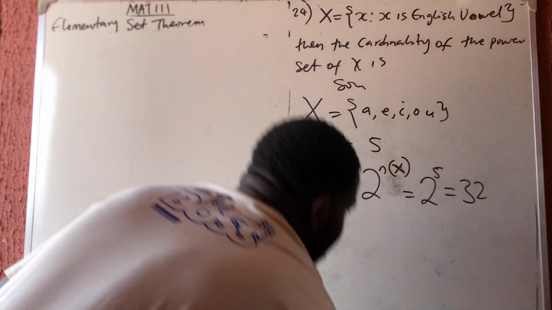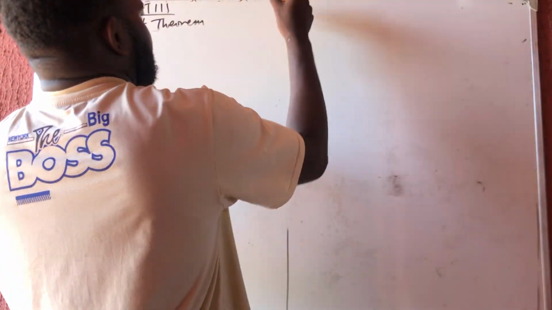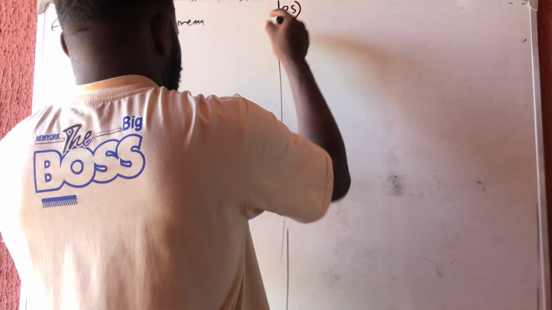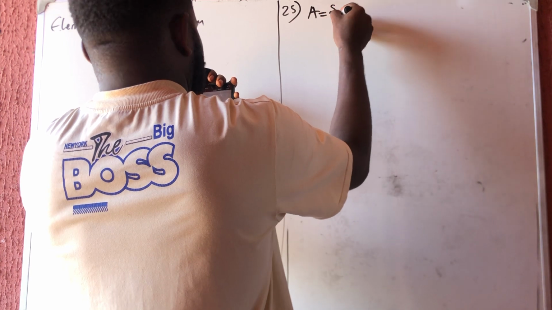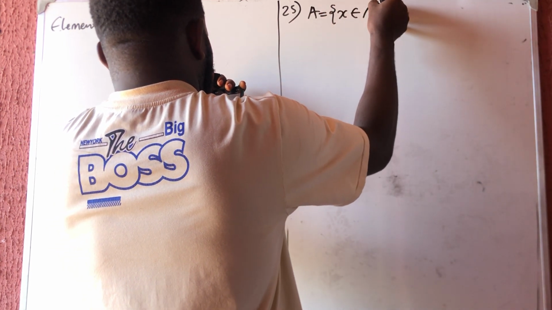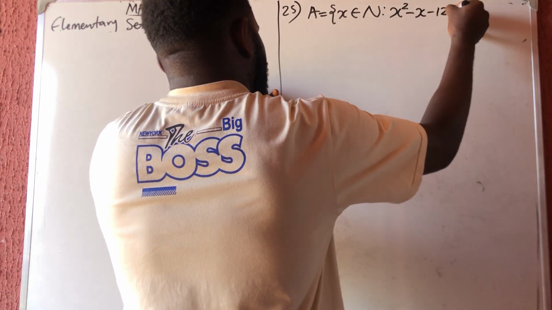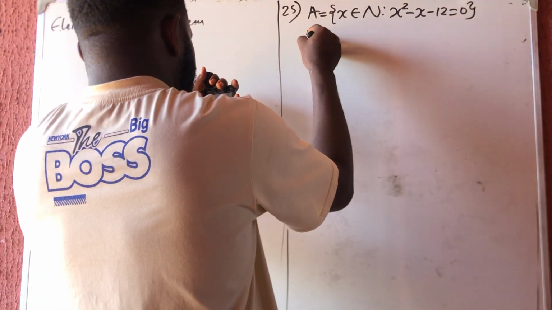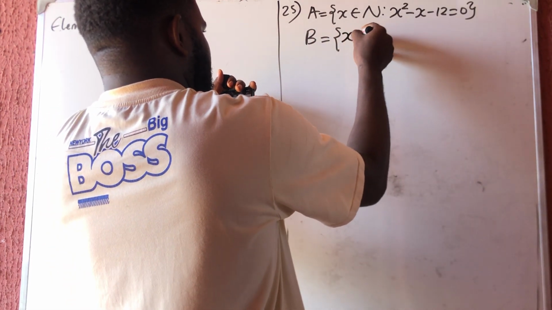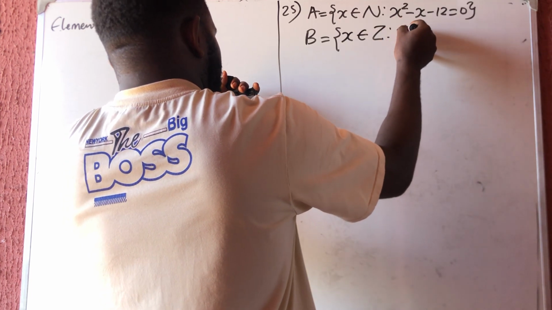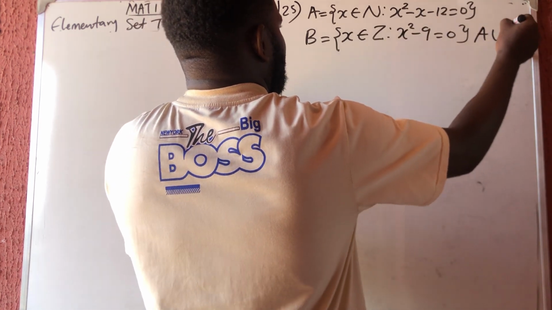Question number 25. Question number 25 said, given that A is equal to the set of x, which is an element of natural numbers, such that x squared minus x minus 12 is equal to 0. All right, and they said that B is equal to the set of x, which is an element of Z, such that x squared minus 9 is equal to 0. Then they now say we should find A union B.